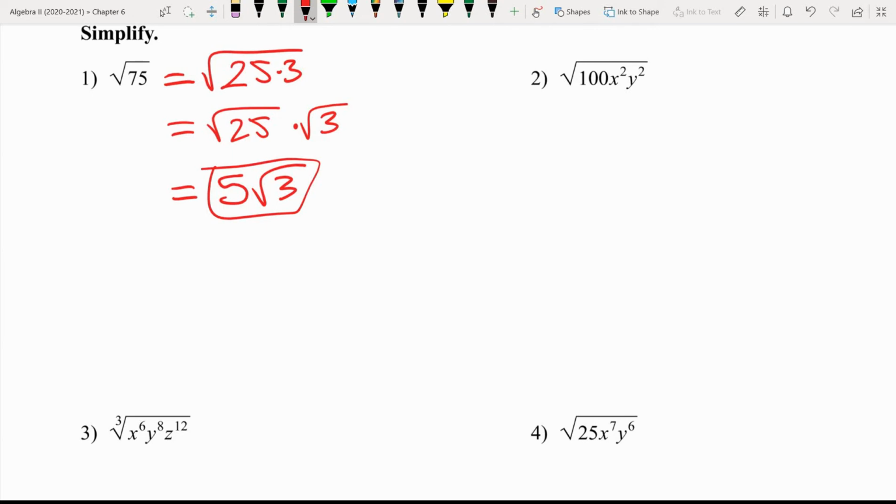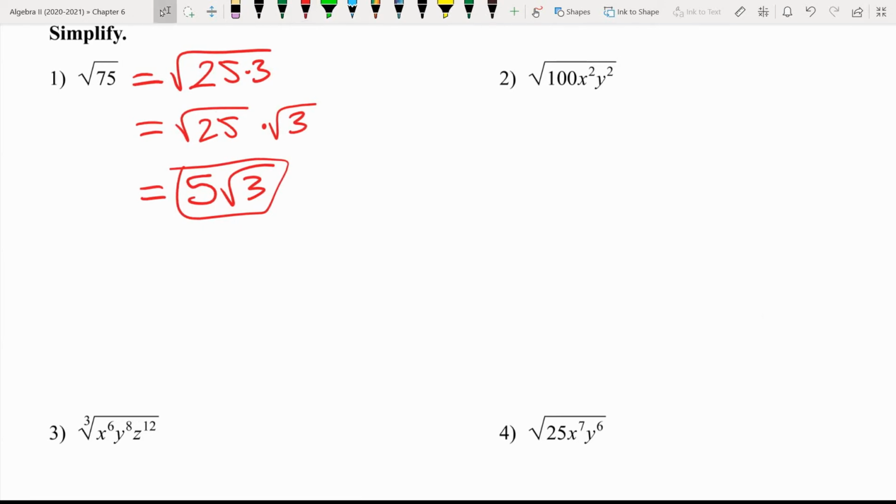So take that same process over here. Number 2. This time I won't rewrite it as 3 different things. I'm just going to take the square root of 100 by itself. Square root of 100 is 10. Square root of x squared is x, and the square root of y squared is y. So no need to rewrite it out in different things there. Just leave it like that.